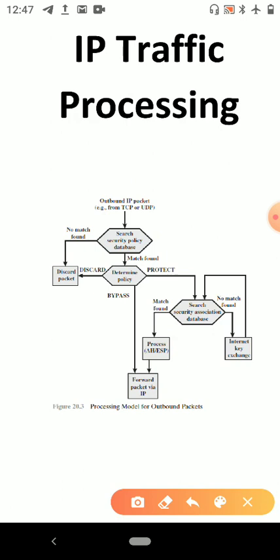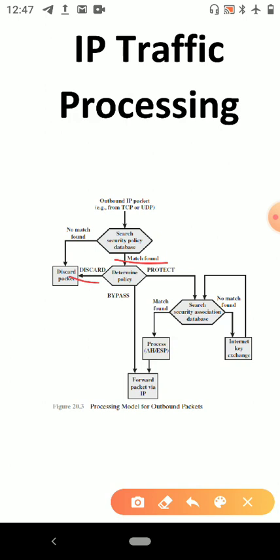IP security searches the security policy database for a match to this packet. If no match is found, then the packet is discarded and an error message is generated. If match is found, further processing is determined by the first matching entry in the SPD. If the policy for this packet is discard, then the packet is discarded.